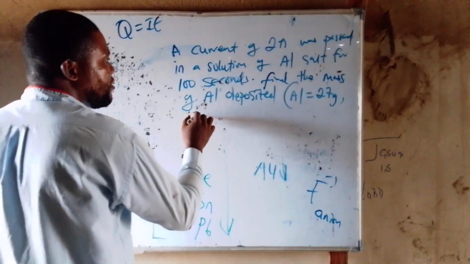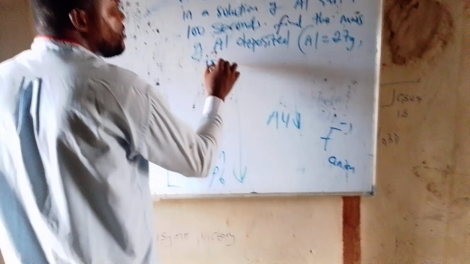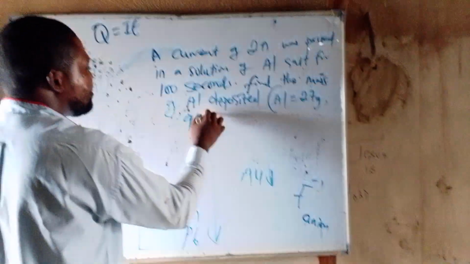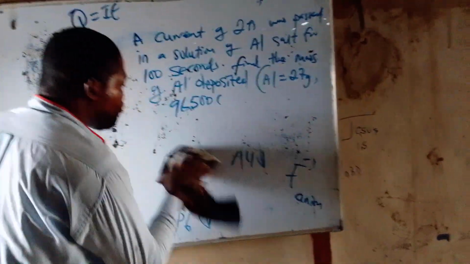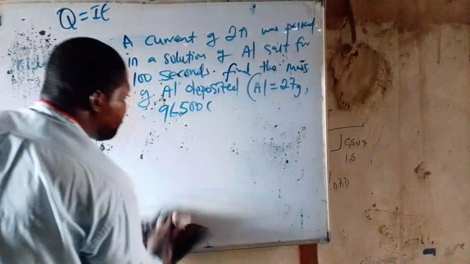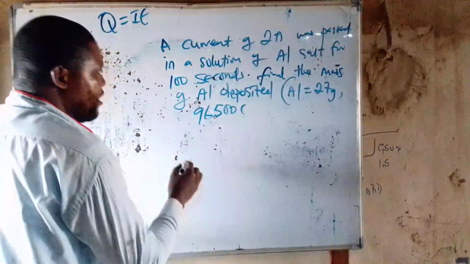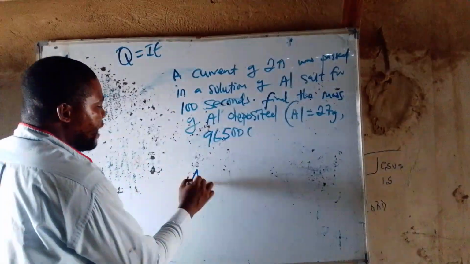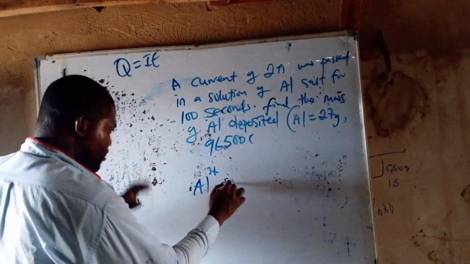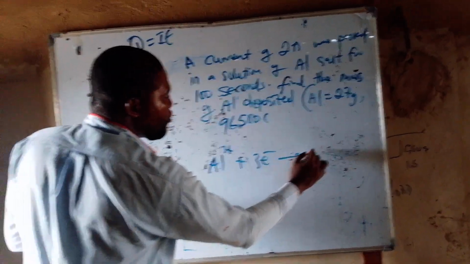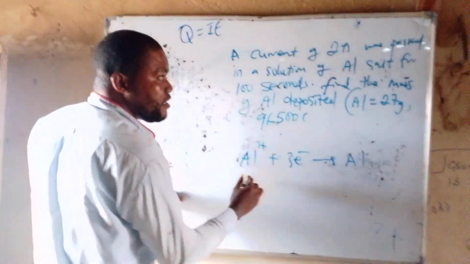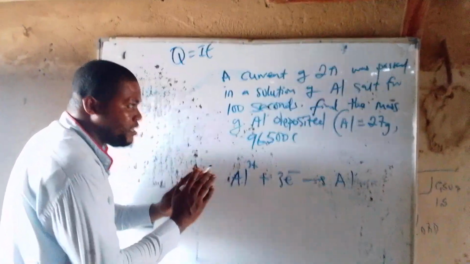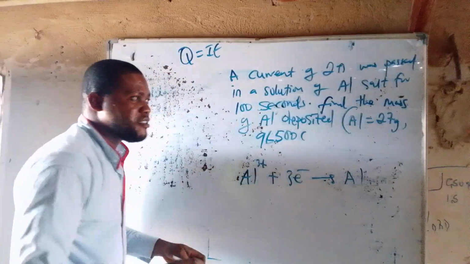Then we have 1 farad is 96,500 C. The first thing I will do is write my equation first of all. Al3+ plus 3e is equal to Al. If I do this now, it will now be... if I do this, please pause it.